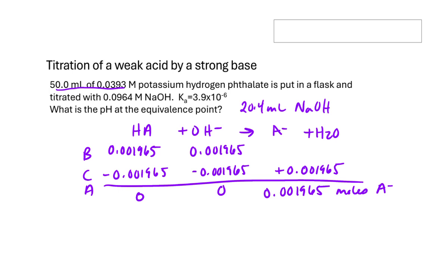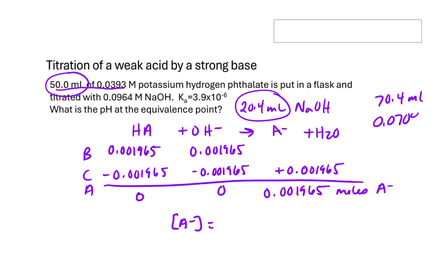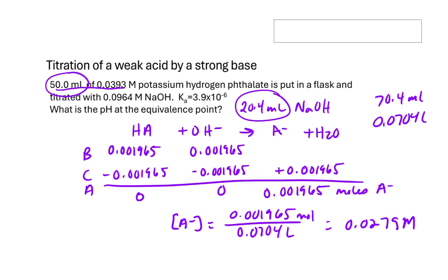And from that, we can determine the concentration of A minus because we know the total volume of the solution. We have our 50 milliliters and our 20.4 milliliters. So if we sum that up, we're going to get 70.4 milliliters total of solution, or 0.0704 liters. So the concentration of A minus is 0.001965 divided by 0.0704 liters, and we'll get 0.0279 moles per liter.